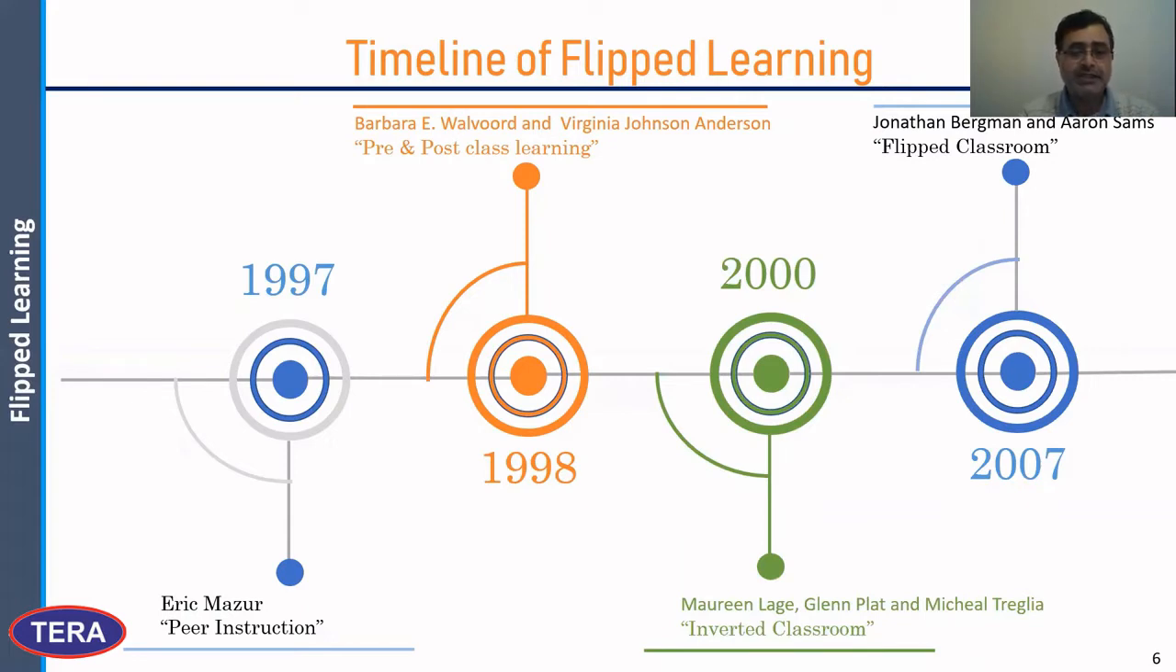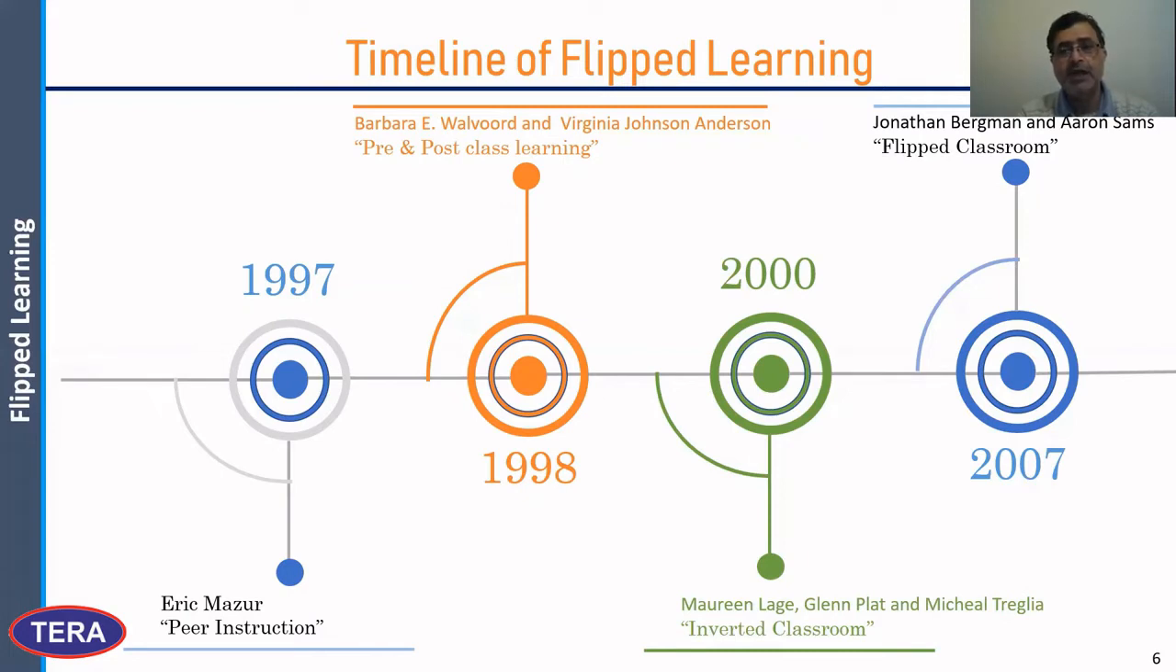And in 2007, Jonathan Bergman and Aaron Sams, high school science teachers from Woodland Park High School in Colorado, started delivering content by online videos outside the class, and the class time is used for more productive and effective learning activities, and they call it flipped classroom. And this is the common terminology used nowadays, and they are credited for using this terminology.